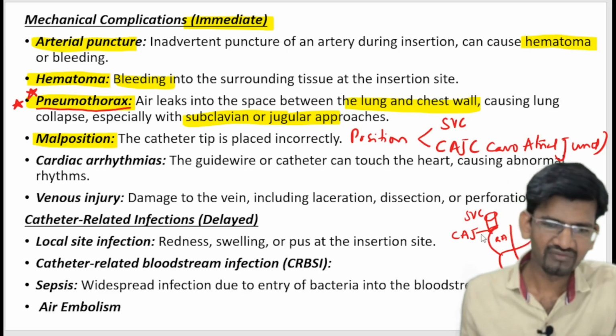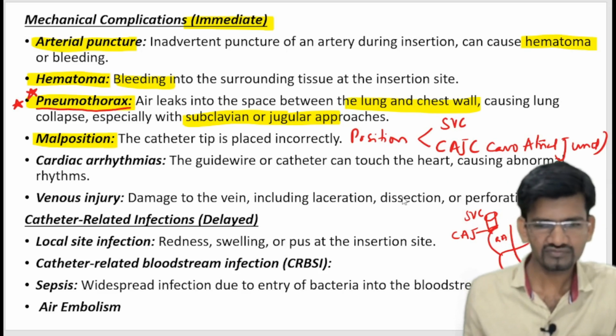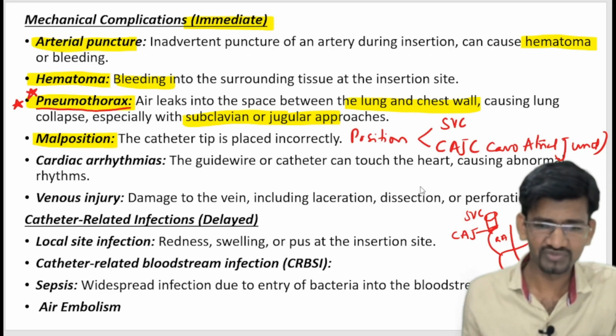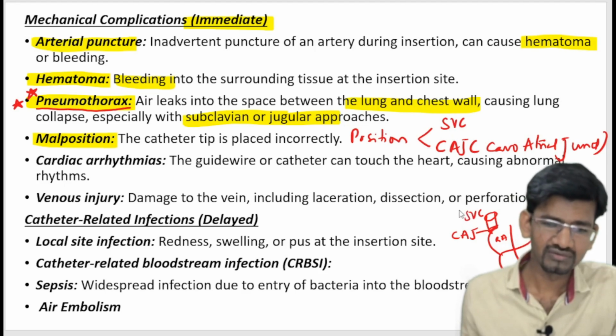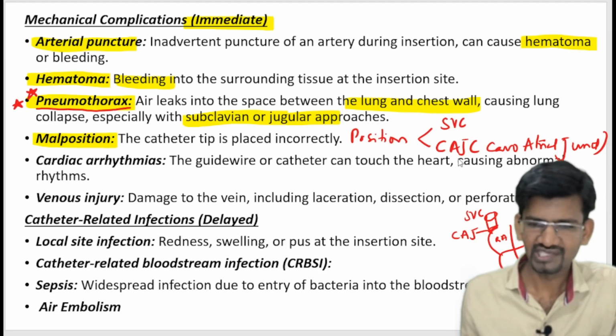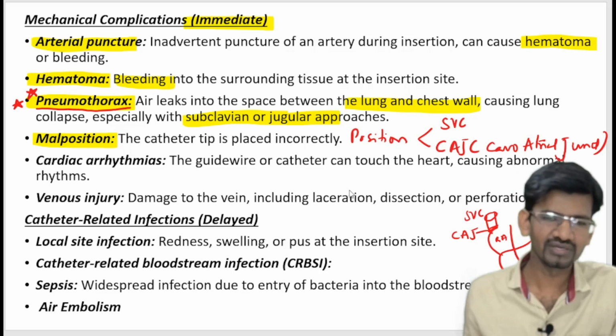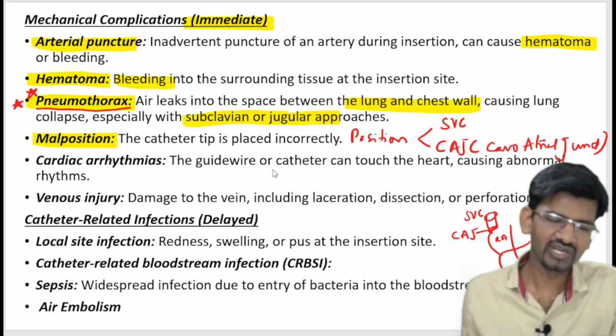This can be confirmed with the X-ray. This is very important. You may get an MCQ over this, on the proper tip position for the catheter tip. So remember CAJ. And this will also be used for proper pressure monitoring.